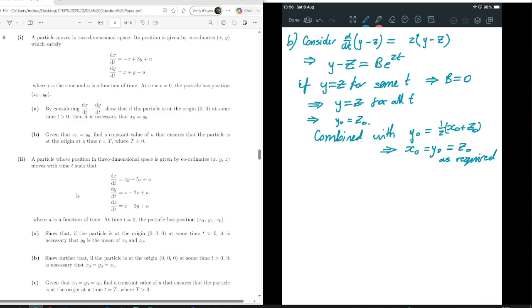And I'm a little worried that what we're proving is actually a lot stronger, that these functions are the same at all times, not just at the origin, which is slightly concerning, but that's okay.